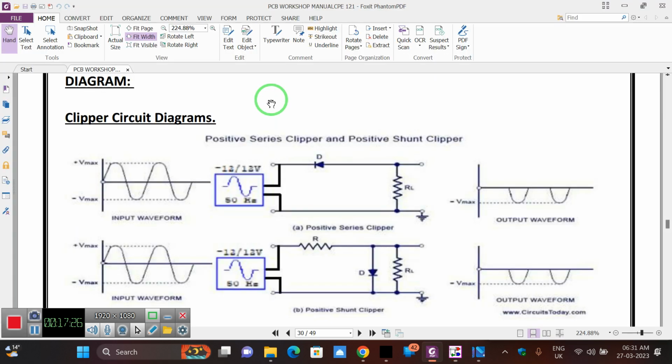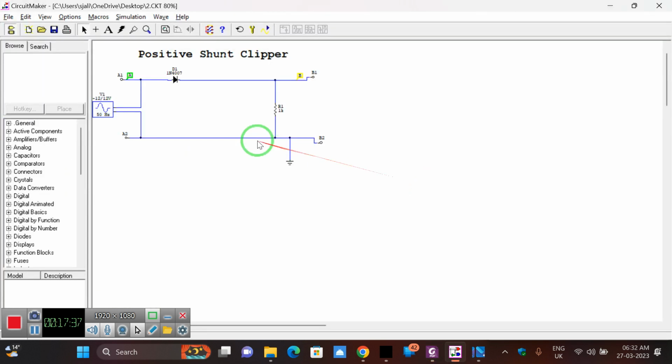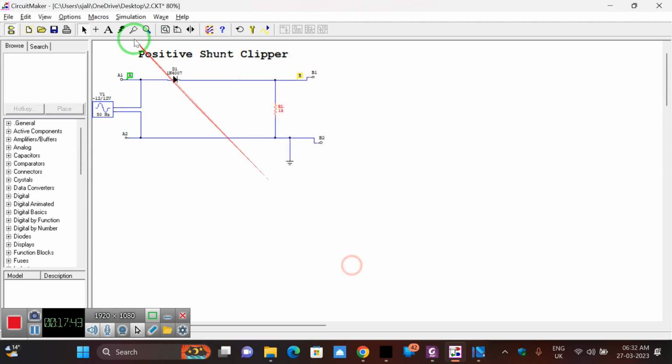Now you can see here, we have to keep a resistor here instead of the diode, and the diode should be in the shunt manner, in the vertical manner, in parallel to the RL resistor. So you can rename this with RL so that you will not be confused. Now remove this by using the delete button.